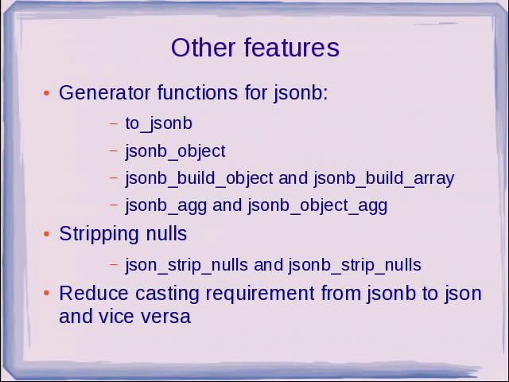The second thing we did was we had a request to be able to strip nulls out of JSONb to reduce storage requirements, and JSON for that matter. And that was something that we added in. And finally, Tom did some work to reduce the cast requirements from JSONb to JSON and the other way around, so that all the functions would work more nicely together without having to do some fairly ugly casts.